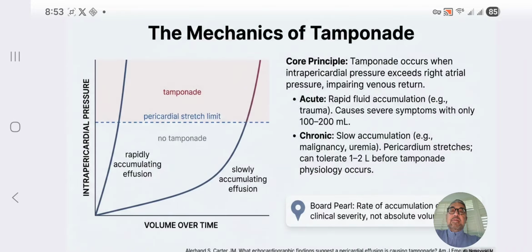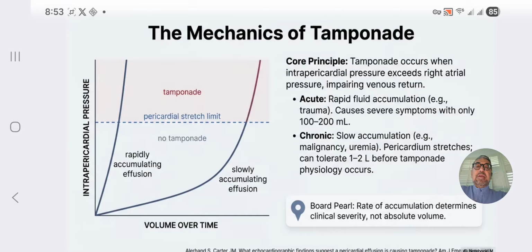In tamponade, the core principle is that tamponade occurs when intrapericardial pressure exceeds right atrial pressure. If this is acute, such as trauma, 100 to 200 ml of fluid is enough to cause a tamponade. If it is chronic, slow accumulation, such as malignancy, you may have a liter or two of fluid without causing tamponade. Rate of accumulation determines the clinical severity, not the absolute volume.